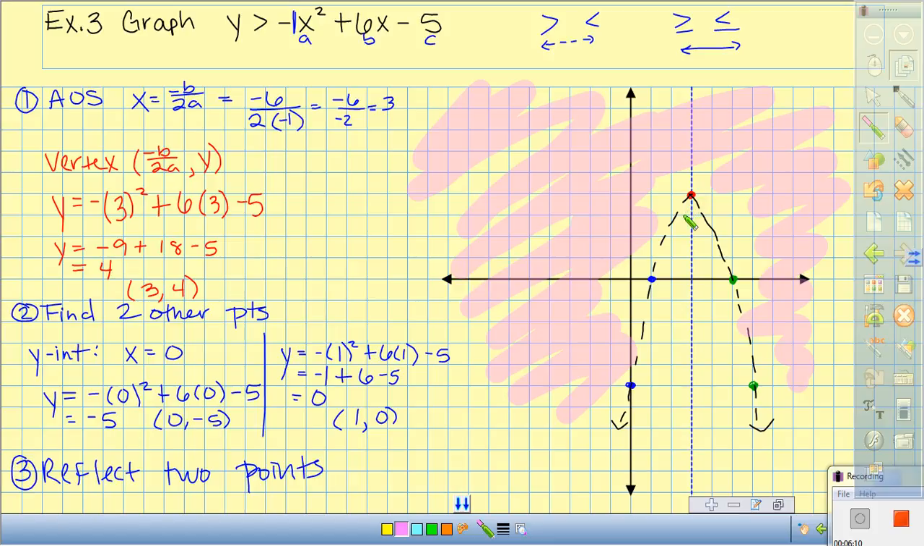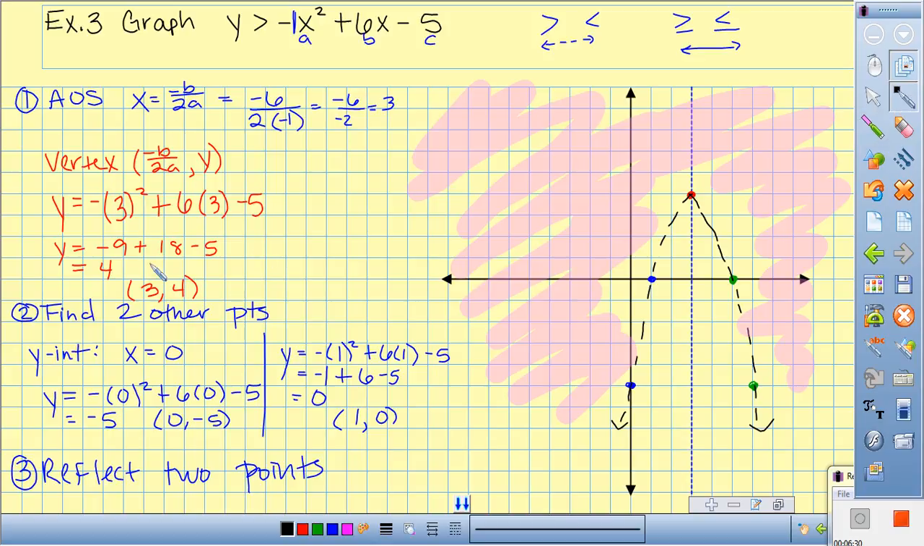So if you have trouble figuring out what's above and what's below, just imagine these are slowly coming outward. They're slowly coming outward as they go down. So if you do that and you say, okay, it's coming out, then you can see more easily where above would be, and it's up there. So again, you're following the same steps we did in example 1 to find your points to graph.